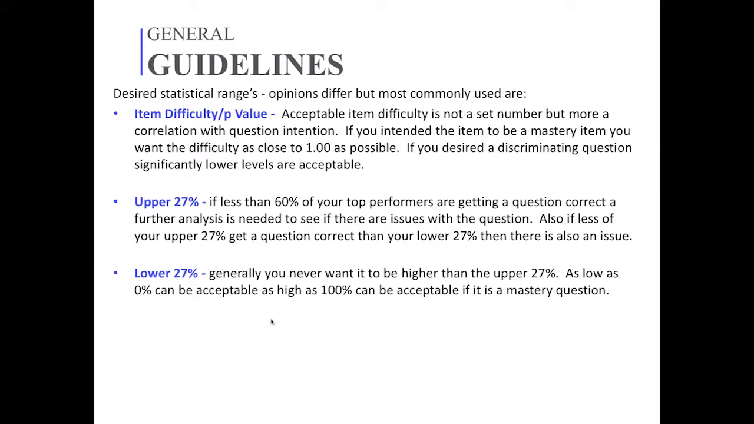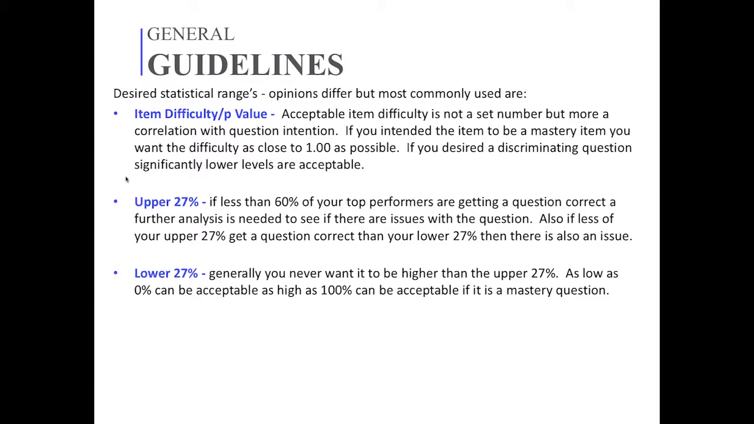But I do want to give you a guideline, somewhere to start as far as making sure you're understanding them correctly. The item difficulty p-value is not an acceptable specific number. It's a correlation. The lower the item difficulty p-value, the higher you want to see your discrimination statistic. So that discrimination index, you want it to be higher. The point biserial needs to be higher. And so it's sort of a sliding scale between the two. The higher the p-value, so 96% of the class gets it correct, the lower you need those discriminating statistics to be, so long as you intended for it to be a mastery question, and vice versa.